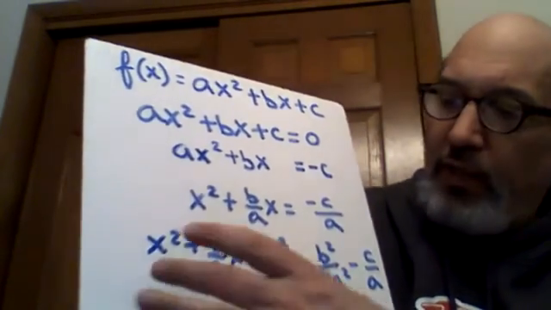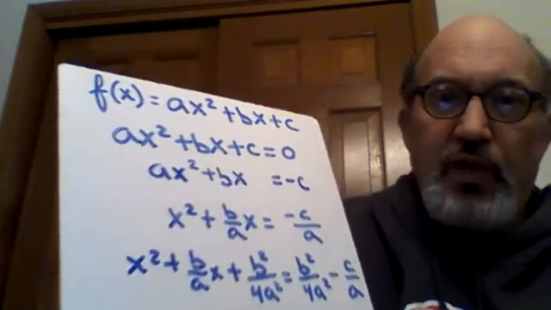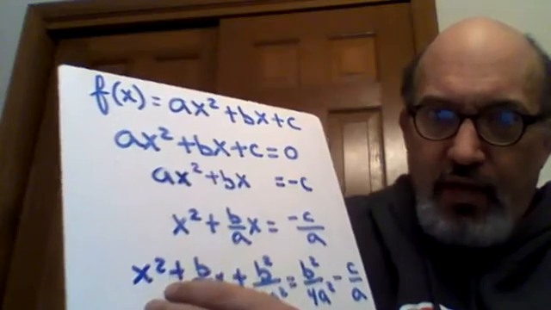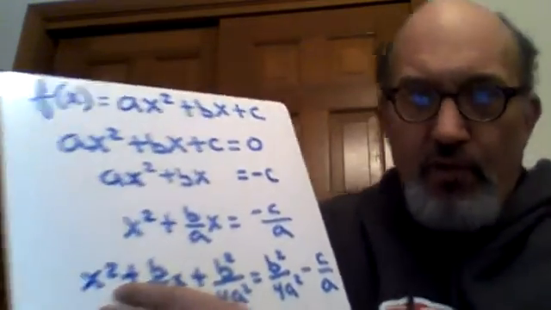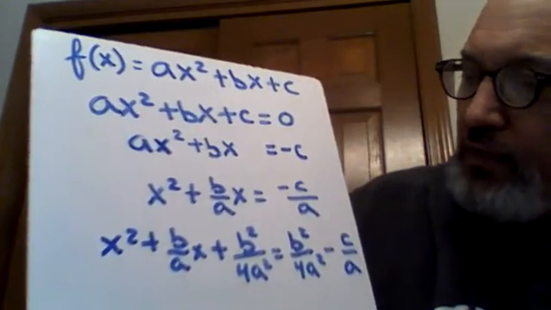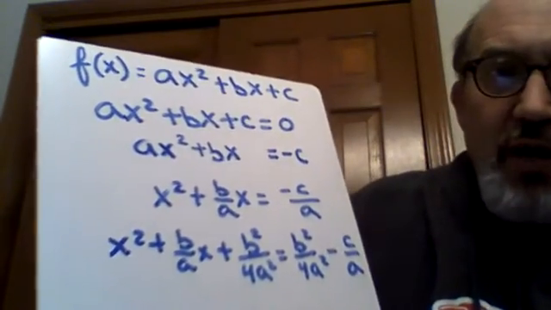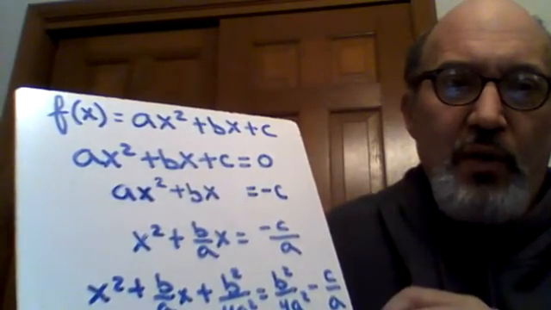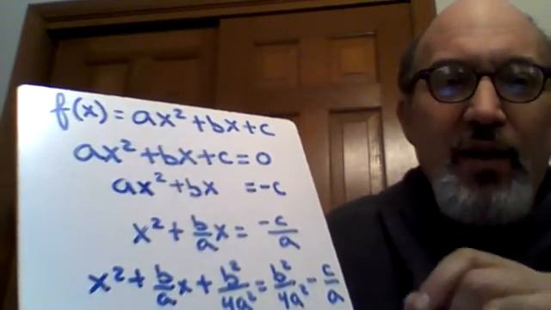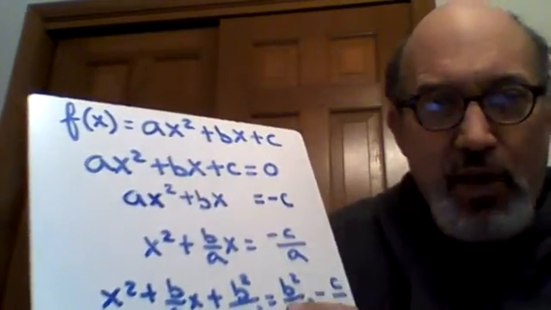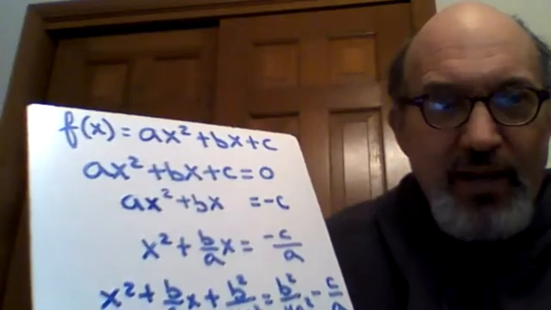I'm going to do one last thing on this board and then move to the second board, because the thing I'm going to do here on the left side should be easy and obvious. How do you factor x squared plus b over a x plus b squared over 4a squared? Well, we just created that perfect square trinomial. We just completed the square. So we should be able to factor this thing, and it factors as (x plus b over 2a) squared.